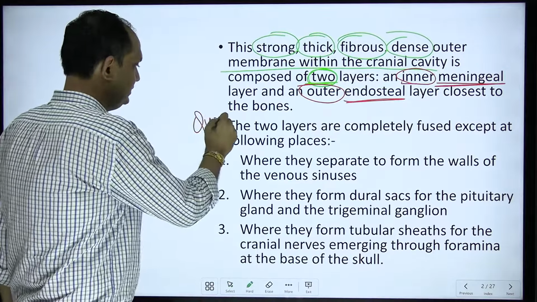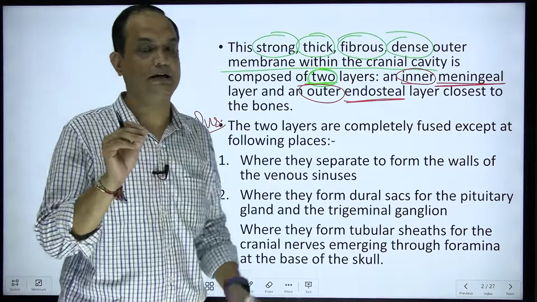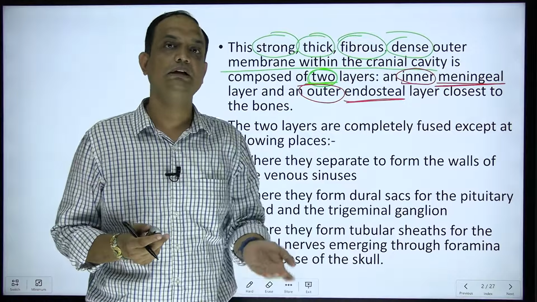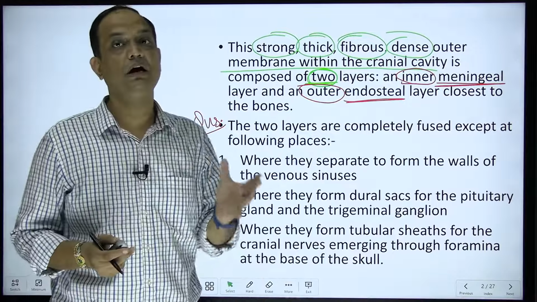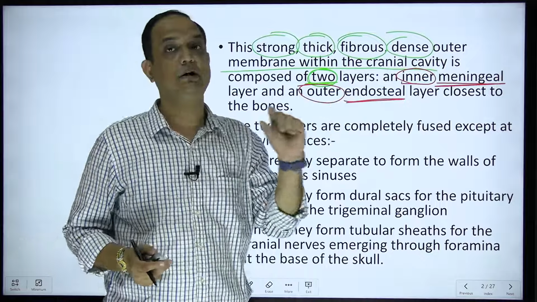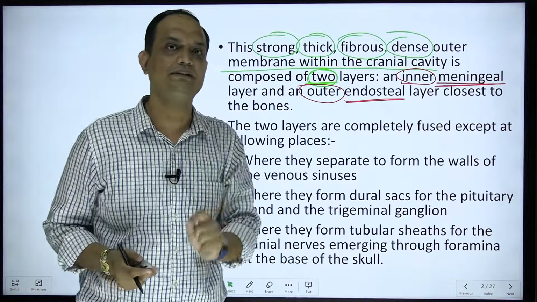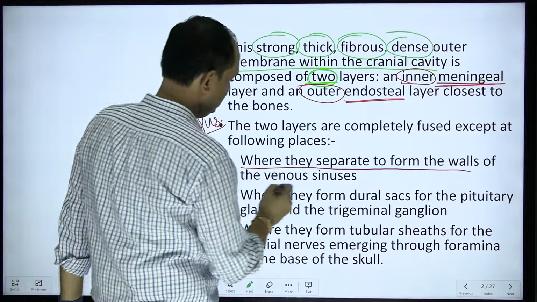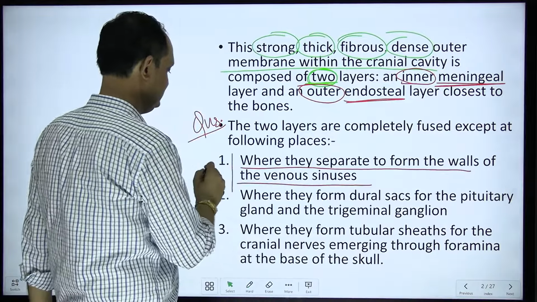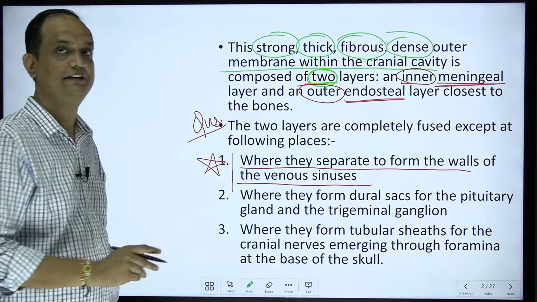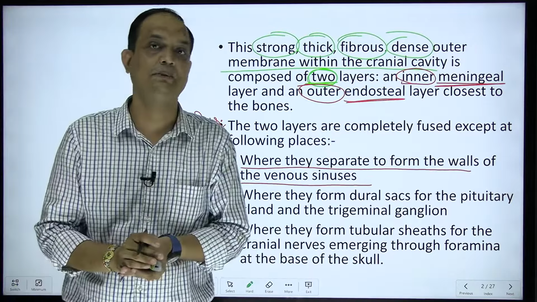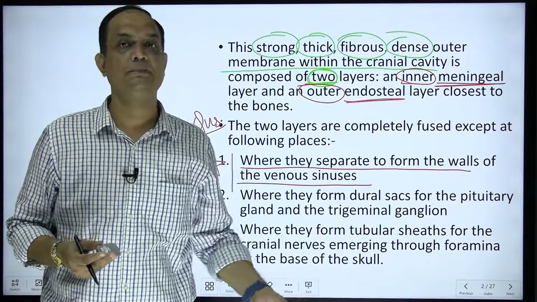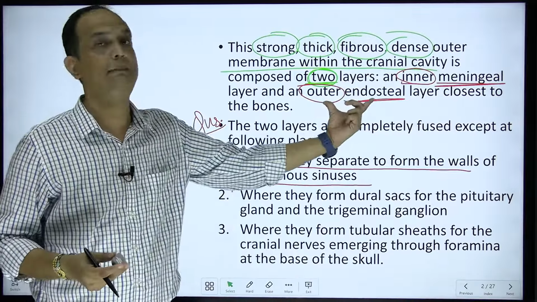Dekhiye, jab bhi aap is point pe dhyan denge ki jab hum cranial cavity ka dissection karke usko open karte hain, to you will realize ki dura jo dono layer ki jinki humne baat ki wo aapas mein chipki hain except at some places, and what these places are: first, where they separate to form the wall of dural sinuses. Now this is the first and most important thing ki jab hum dural venous sinus padhenge to dural venous sinus bante kyon hain, they form because of the separation of the endosteal and meningeal layer.